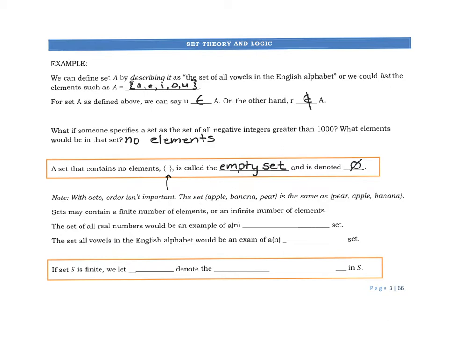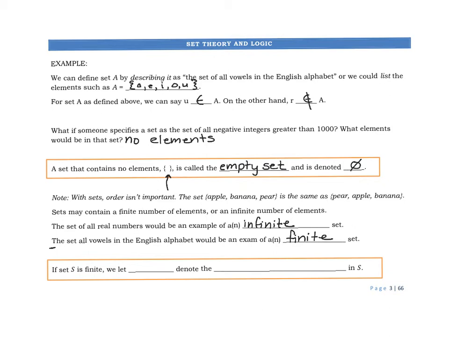So sets may contain a finite number of elements, and an example of that would be A, E, I, O, U. So down here, the set of all vowels in the English alphabet would be an example of a finite set. Or an infinite number of elements. So the set of all real numbers would be an example of an infinite set. Okay, that might be somewhat intuitive to most of us.